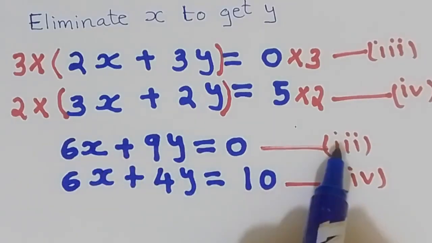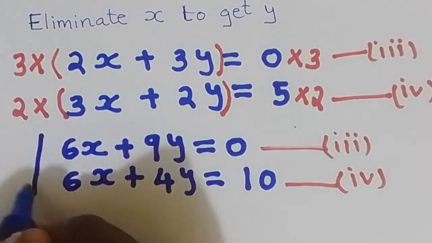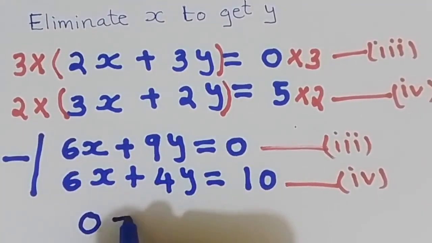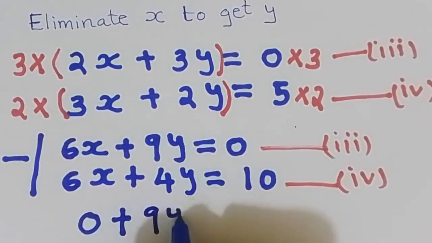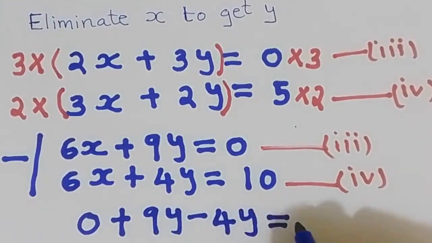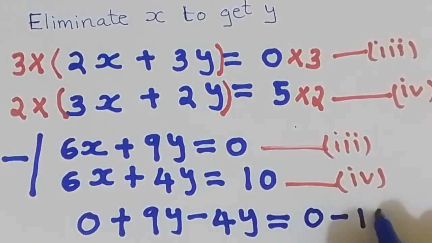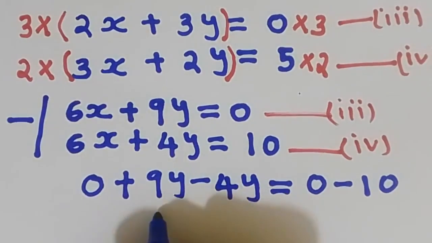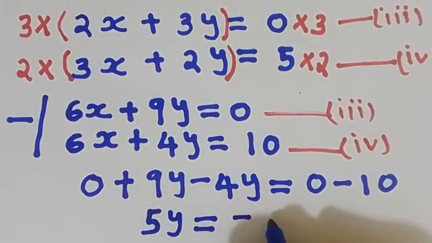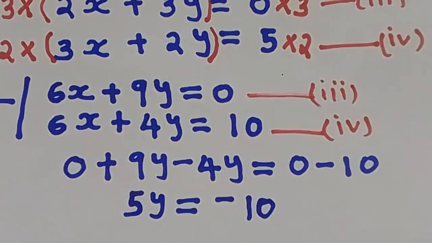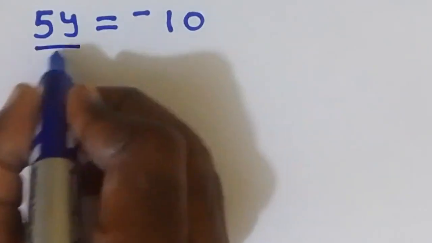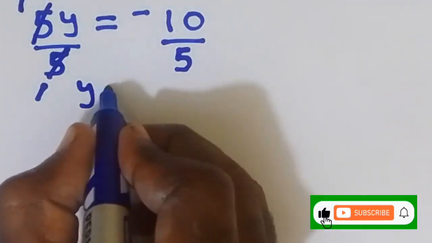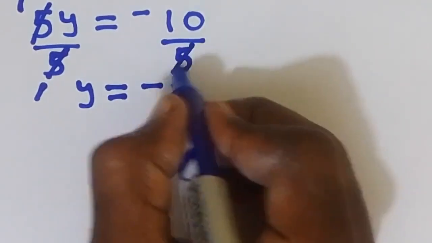Now we are going to subtract equation number 3, take away equation number 4. So here we are going to subtract 6x take away 6x, going to be 0. 9y take away 4y. This is equal to 0 take away 10. 9y take away 4y, going to remain with 5y, which is equal to minus 10. 5y equal to minus 10, divide by 5, going to get y is equal to minus 2.